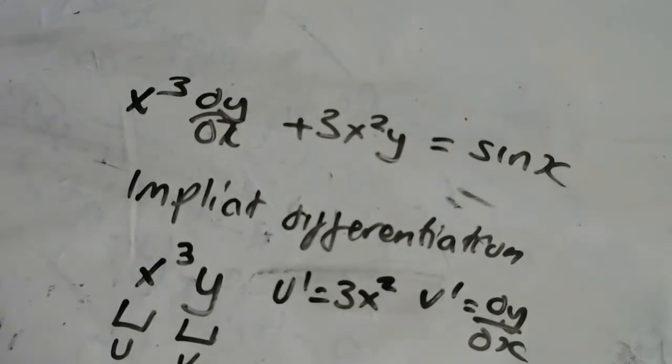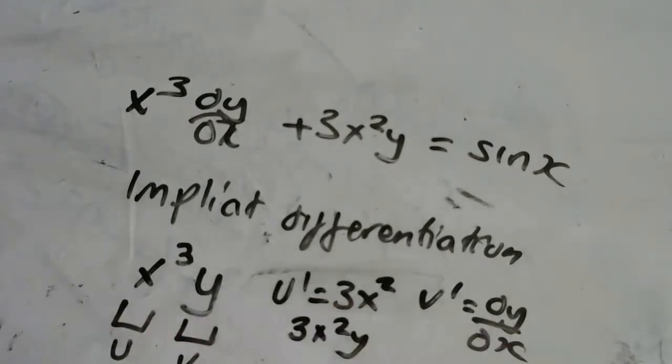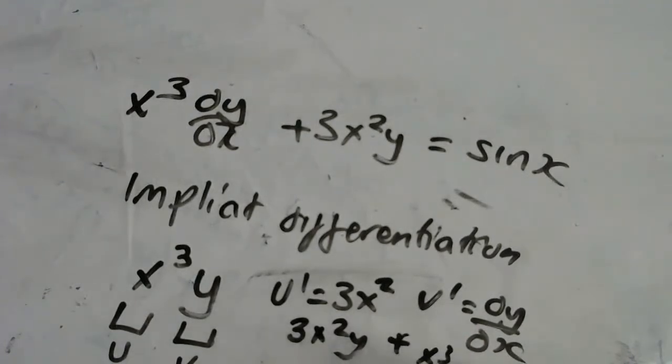Still can't see that, can you? So if you differentiate this, you're going to get 3x squared y dy/dx. And then the other part is going to be x cubed dy/dx. And that's, amazingly enough, just this.